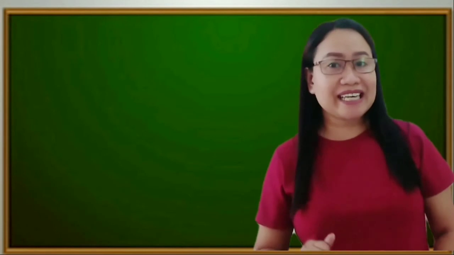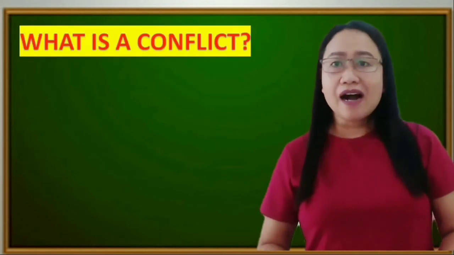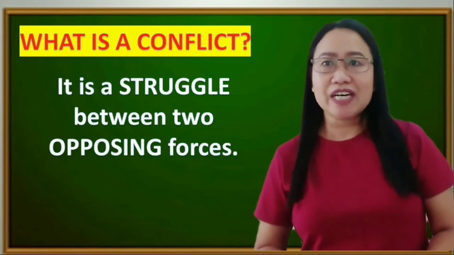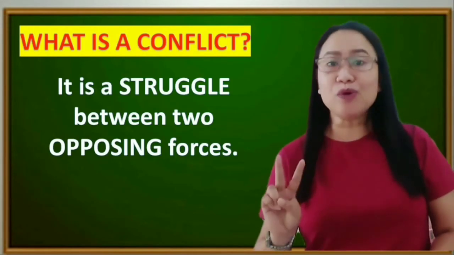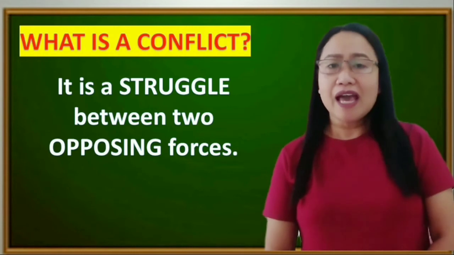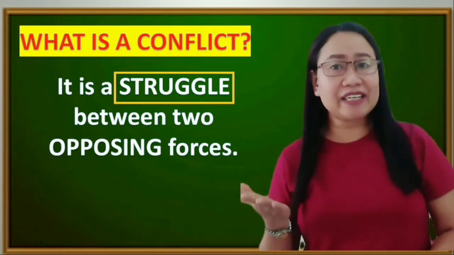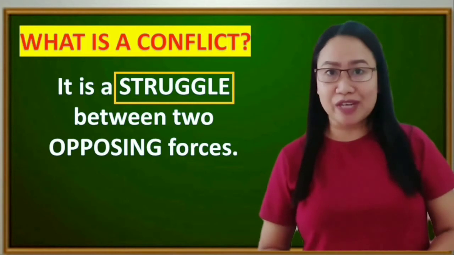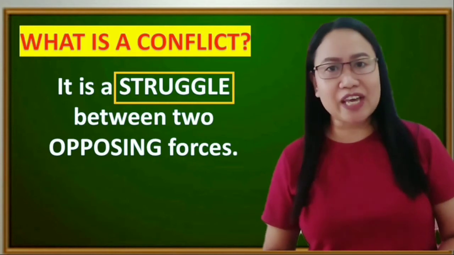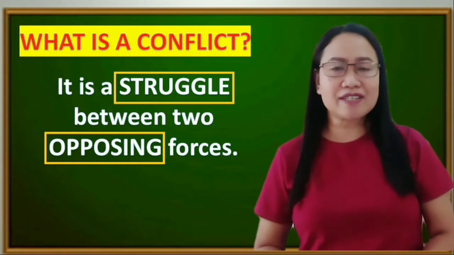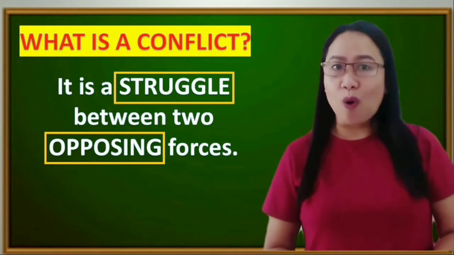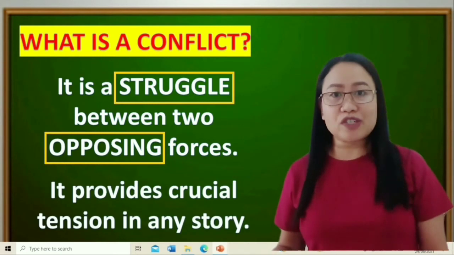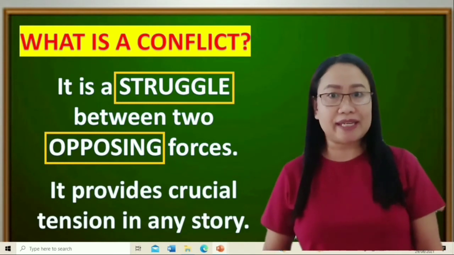So, what is a conflict? A conflict as an element of a story is a struggle between two opposing forces. When we say struggle, it is a forceful effort to reach an objective. And when we say opposing, it means contradicting or fighting. A conflict provides crucial tension in a story.